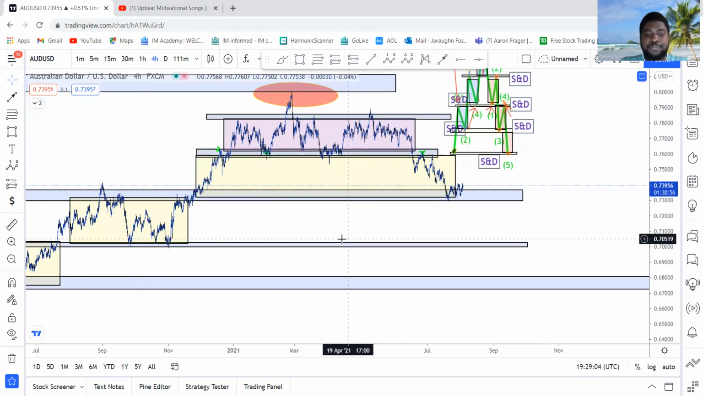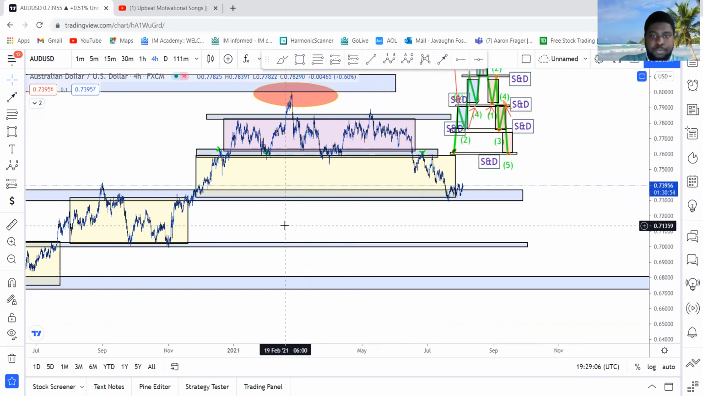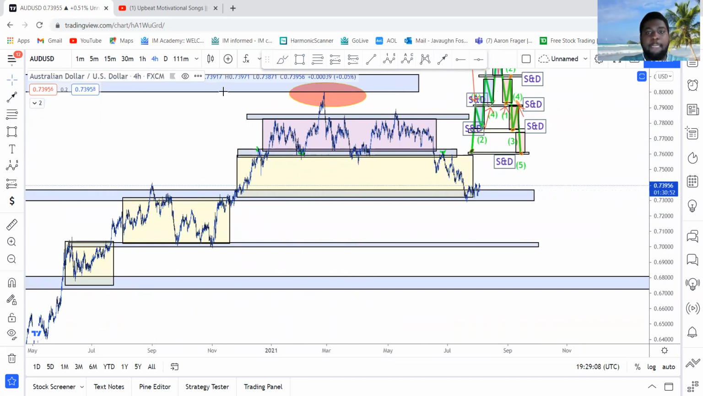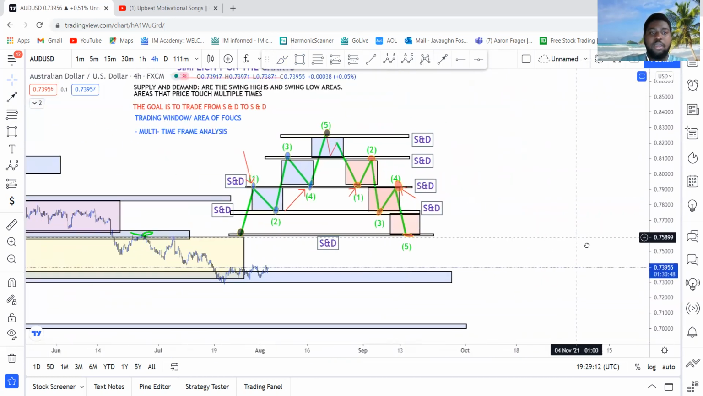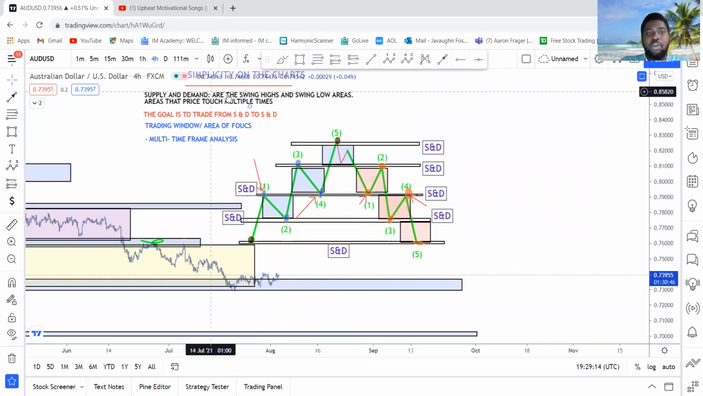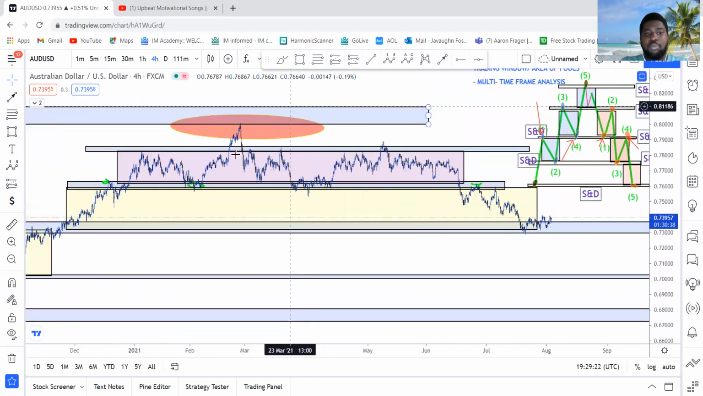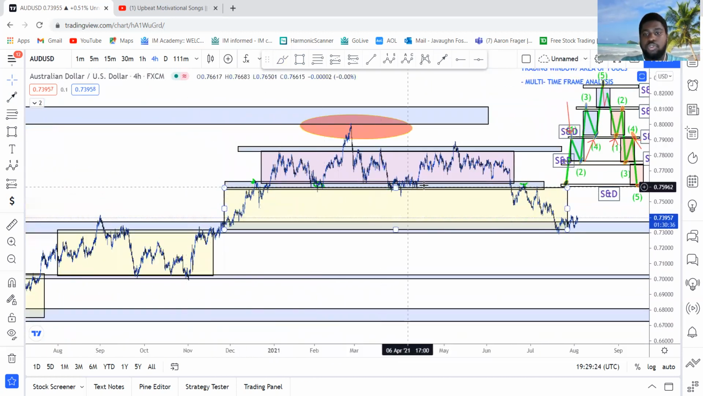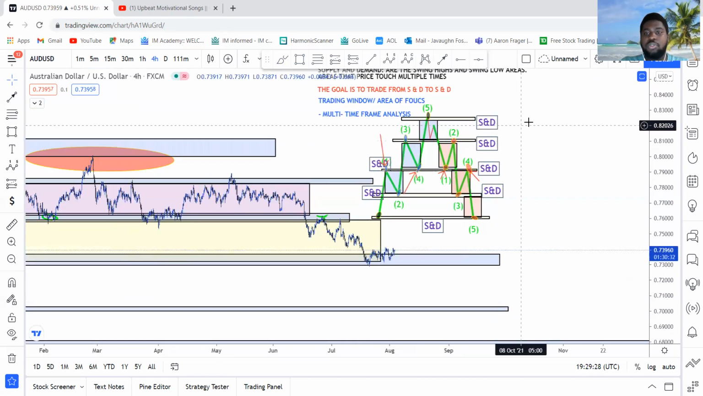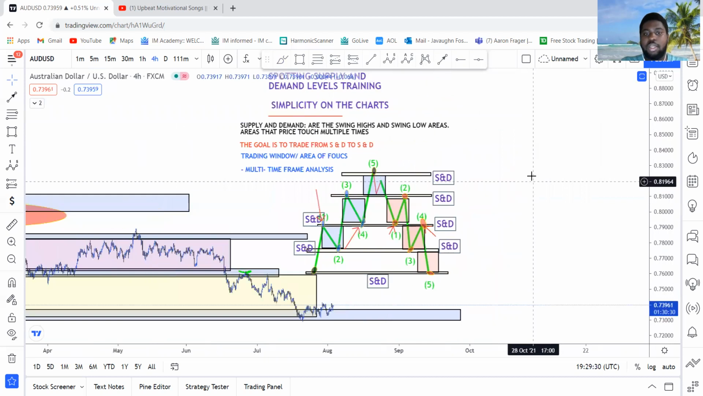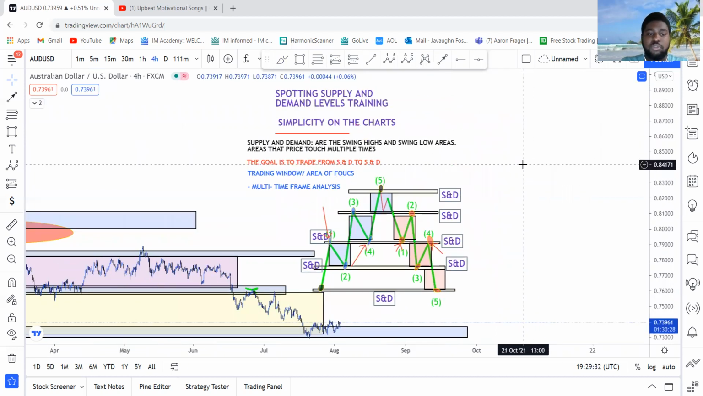Now, let's just review what I drew up over here. As I mentioned, supply and demand are the swing high and swing low areas that price touches multiple times. As we can see, price just plays off these zones multiple times, right? Those are the areas you want to trade. Those are the areas that banks trade at, and you want to start catching those explosive moves.